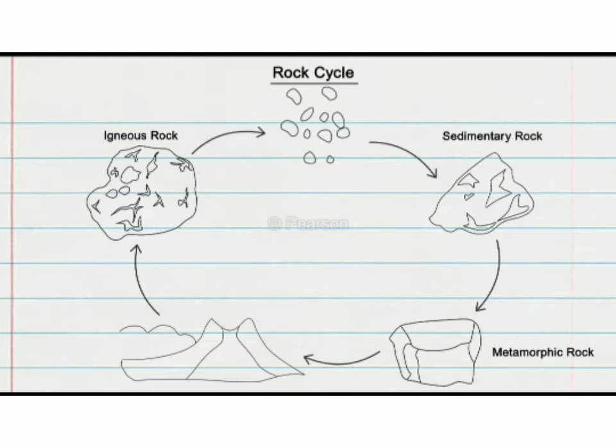Igneous rock present on the surface of Earth sinks below due to Earth's movement and becomes metamorphic under high temperature and pressure. Therefore, in a rock cycle, rocks may change from one type to another and back again in any order.